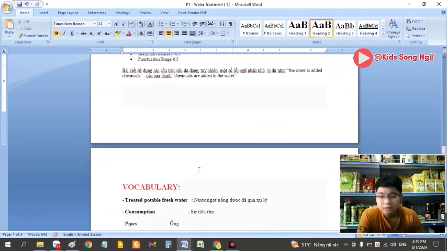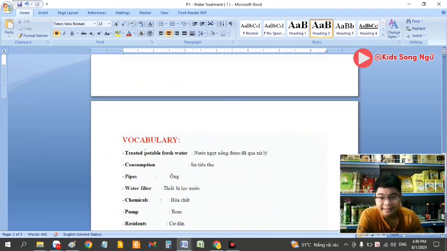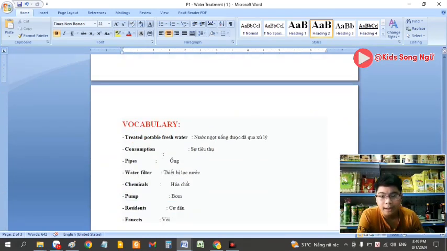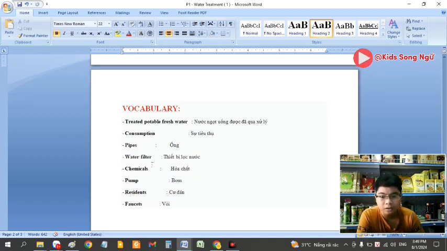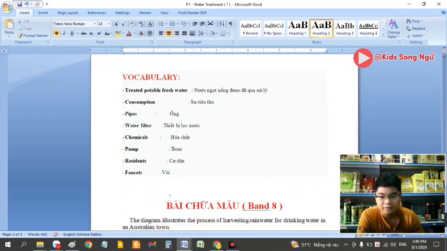Rồi, trong cái topic này ấy, thì sẽ có vài từ vựng các bạn cần lưu ý nè. First of all, treated potable fresh water. Có nghĩa là nước ngọt uống đã được qua xử lý ha. Rồi, consumption có nghĩa là sự tiêu thụ. Pipes là ống, water filter thiết bị lọc nước, chemicals là hóa chất, pump là bơm, residents là cư dân và cuối cùng faucets là vòi.